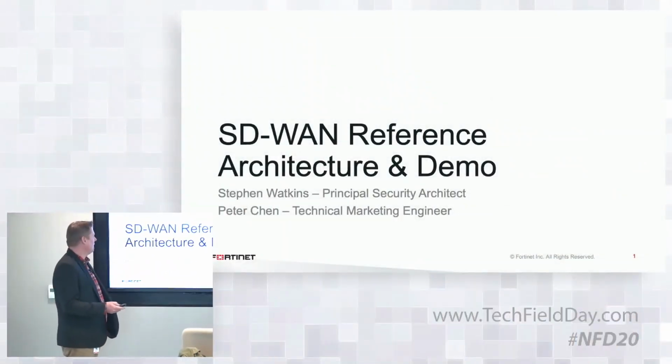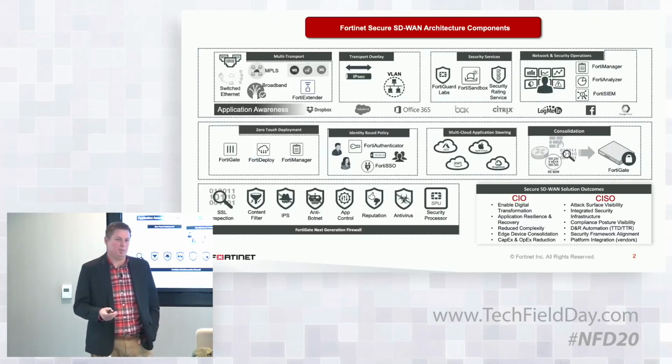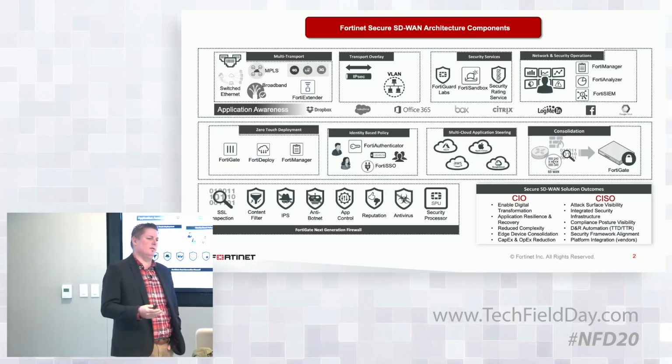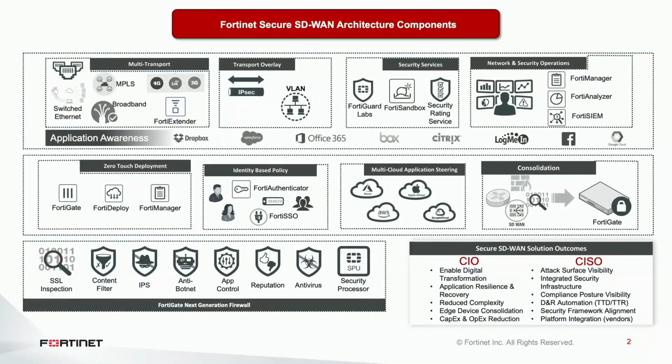And so I just wanted to start off and talk about the secure SD-WAN architecture components. When we talk about SD-WAN here at Fortinet, like Rob mentioned, we're really talking about secure SD-WAN. The FortiGate is the platform for that. FortiOS is the underlying operating system for that solution, or that set of solutions. But as you can see, it's much more than just WAN path control, application awareness, and application steering. Those are the foundational pieces of an SD-WAN solution.